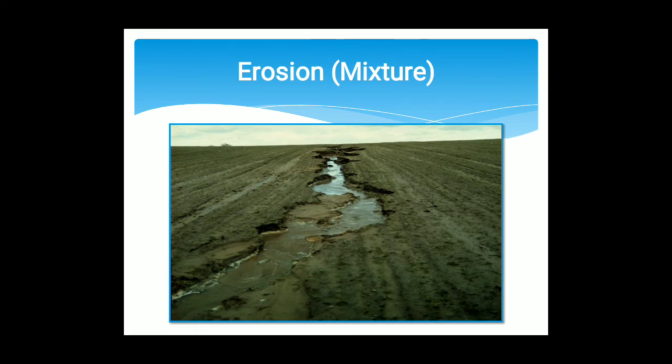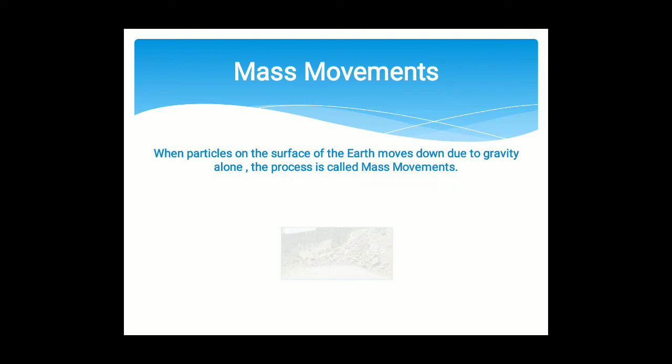Now students, external processes also take place due to erosion, which means mixture. Like when water gets mixed with sand particles, it changes its color, texture, everything. But about this we will study in the next chapter. Let us now see the mass movements.